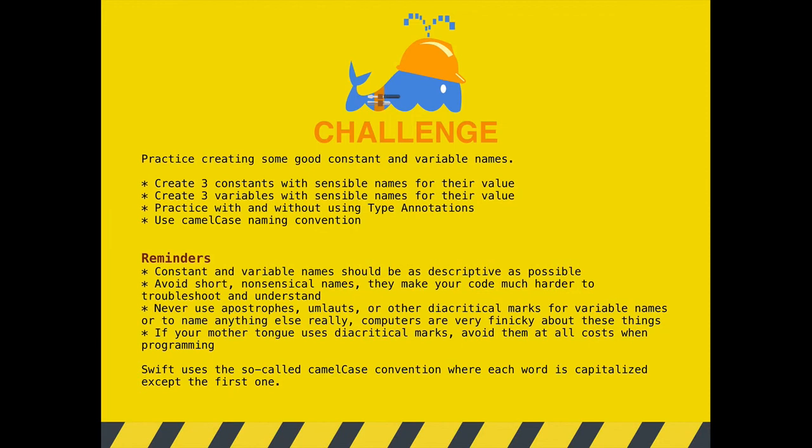In this challenge, we would like you to practice using some good constants and variable names. So this isn't an exact science here. We're going to give you some examples in our solution if you want to check that out. But essentially, I'd like you to create 3 constants with sensible names for their value and also create 3 variables and practice using with and without type annotations. So just solidify type annotations.